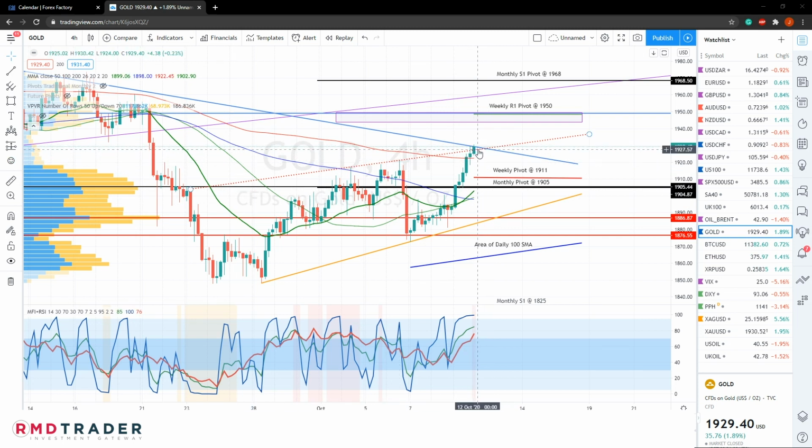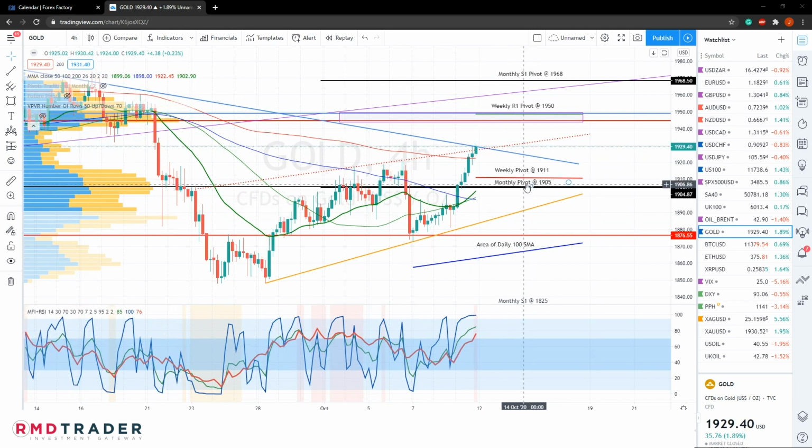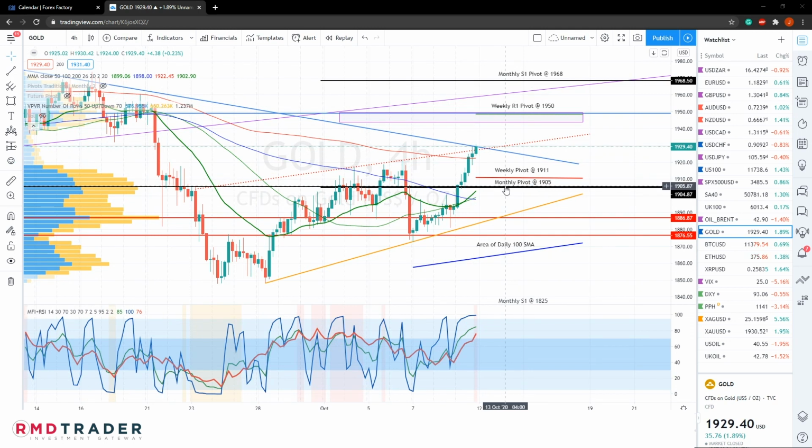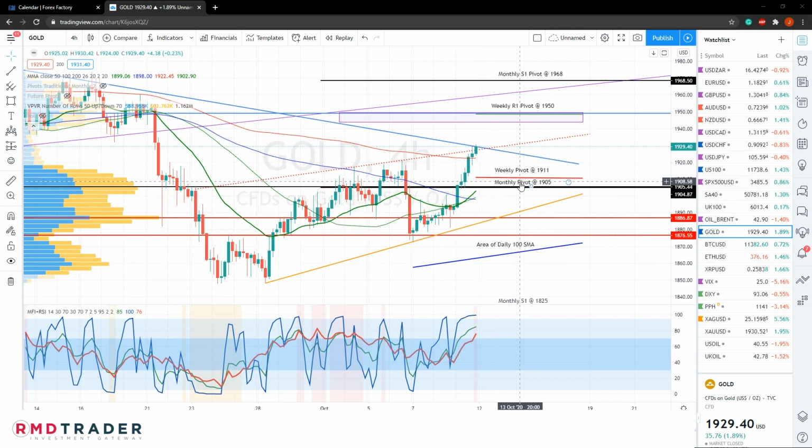So depending on whether price is going to break through this or initially reject from this area, it's worth considering that the new area of support would now be the area between our monthly pivot at 1,905 and the weekly pivot at 1,910. So that would be an area of support. So should a price move back into this area, it could be a potential area to get long.